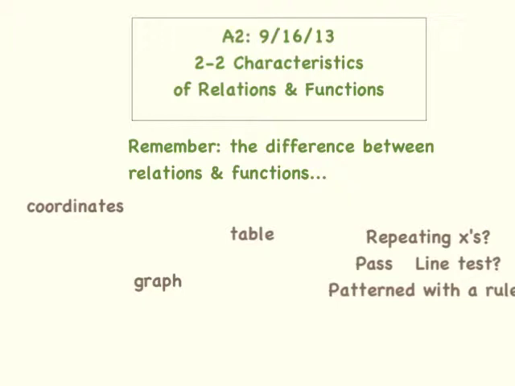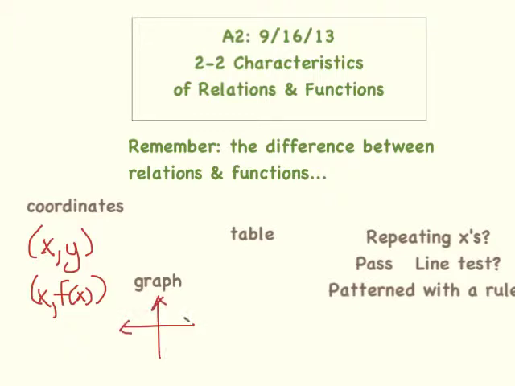Relations and functions are almost exactly alike in that they can use coordinates x, comma, y, or x, comma, f of x, which is that function notation we're getting into today. They can be used and shown with a graph on the coordinate plane. A relation and function can. And they can use a table with an input and output of x, comma, y, or x, comma, f of x if you want to use function notation. We'll get into that today.